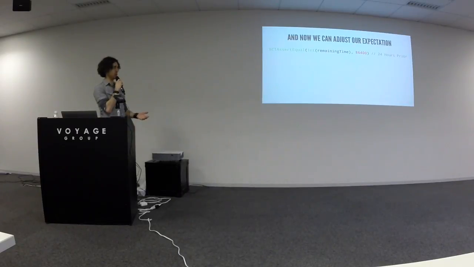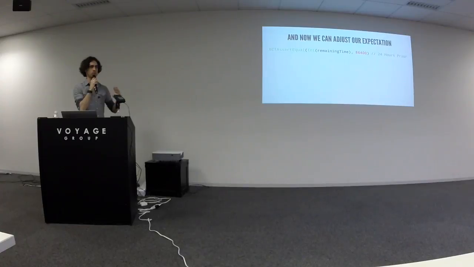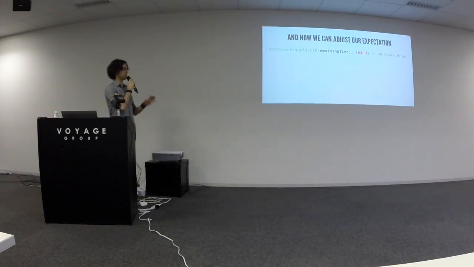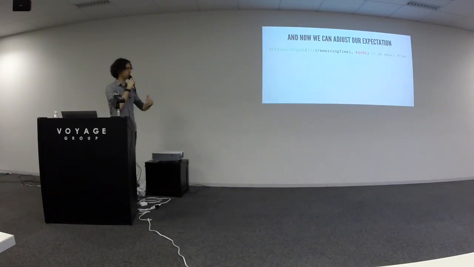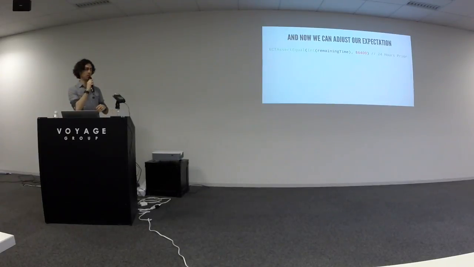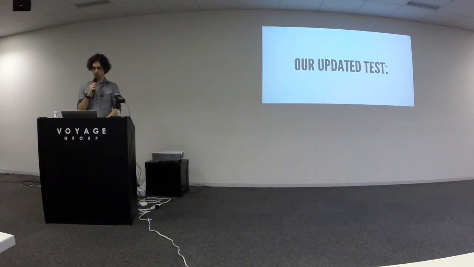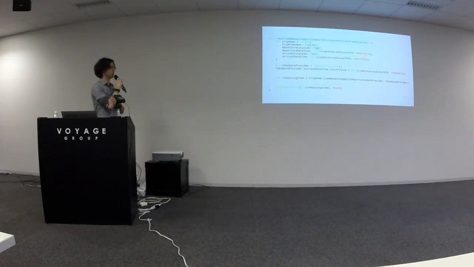And so now we can adjust our expectation to be 24 hours prior. 86,400 is just 60 seconds times 60 minutes times 24 hours, giving us the number of seconds in a day. So we're going to test that our departure date is going to be 24 hours after the, quote unquote, current time, which we have already told it what we want it to be. So with this, our updated test looks like this. We just have our trip home. Again, we initialize our fake date provider, tell it what we want its current date time value to be, and then we invoke our method, time remaining until departure, passing in our fake date provider, and now we can make an assertion that says, hey, we expect our remaining time to be equal to this value based on what we sent into it.